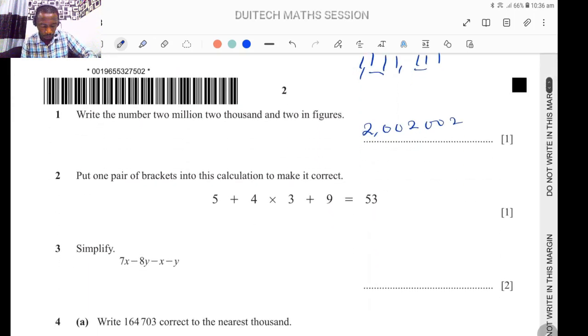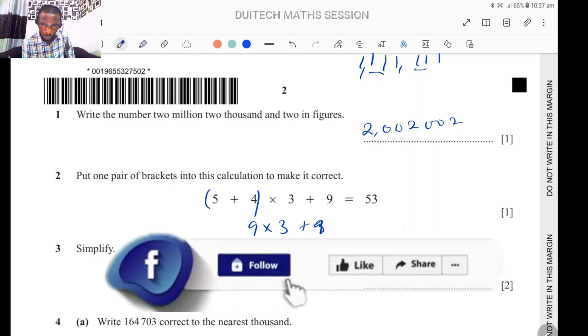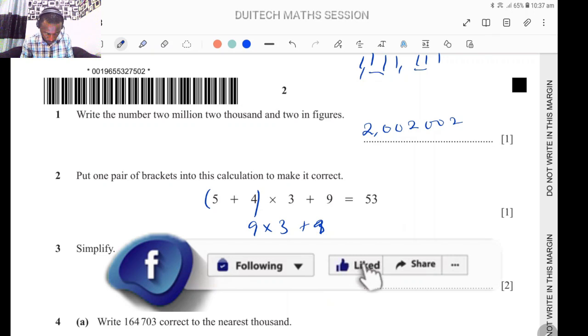Number 2 says put one pair of brackets into the calculation to make it correct. So first of all, we'll put a bracket here and see what we get as the answer. So 5 plus 4 is 9. Then 9 times 3 plus 9. Apply BODMAS here. 9 times 3 will give us 27, so 27 plus 9 gives us 36. So it cannot work with the bracket there.